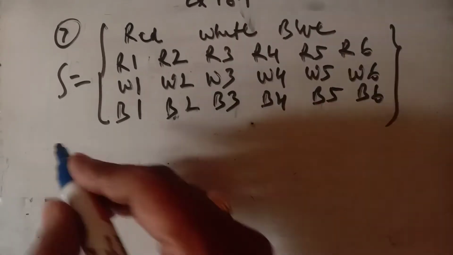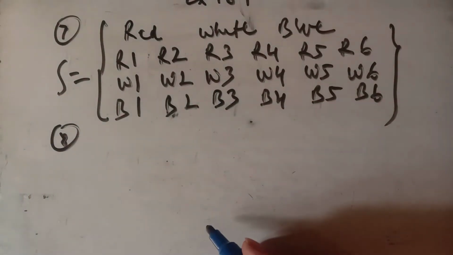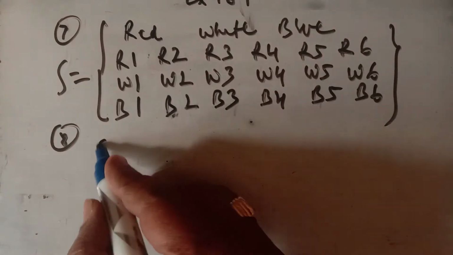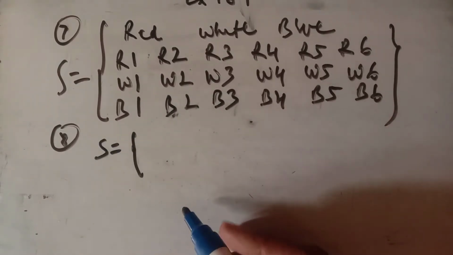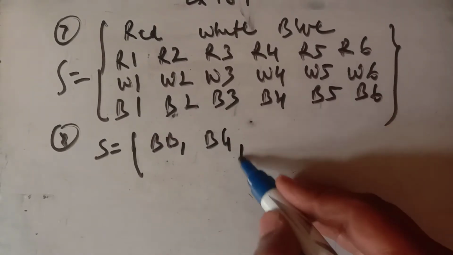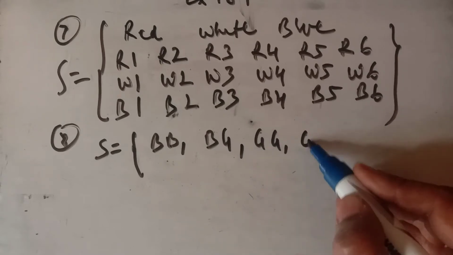Now question number 8 says that an experiment consists of recording a boy-girl combination in a family with 2 children. What is the sample space? We are interested in knowing whether it is a boy or a girl. So both can be boys, the first can be a boy and the second a girl, both can be girls, or the first a girl and the second a boy.